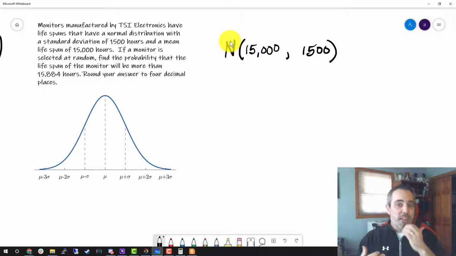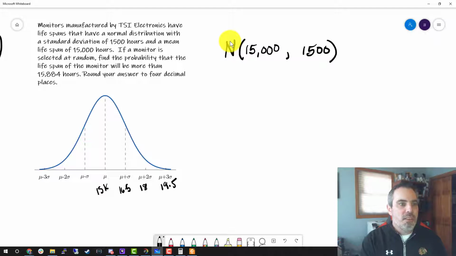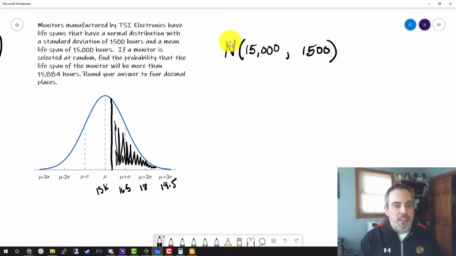At this point, I can take that information and jump right into finding out where that fits. I always recommend graphically understanding what this looks like, so I'm going to use this as 15K right there, and then this would be 16.5, this would be 18,000, and 19.5 thousand. They want to find the probability that more than 15,884, which is probably somewhere right in here, and we're looking for the probability that a monitor selected at random has a lifespan that is somewhere on this side of the graph.